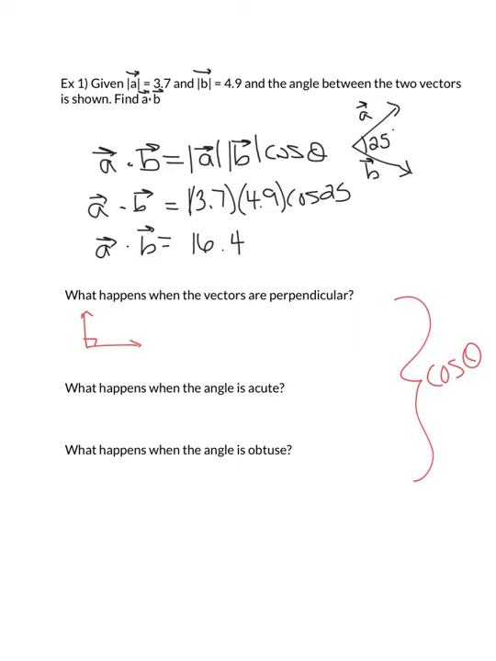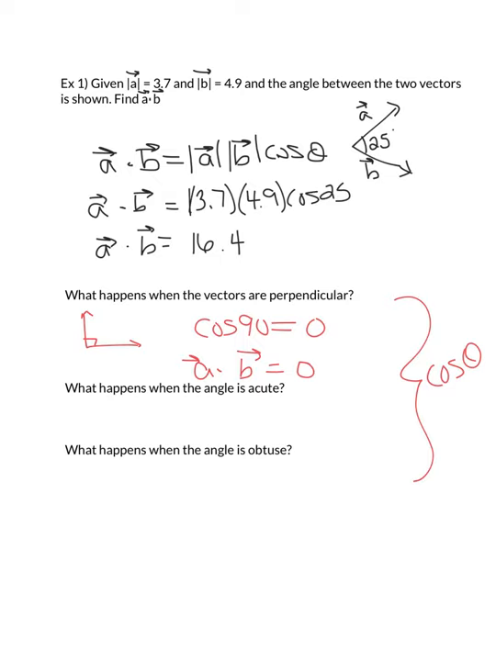So if I think about what happens if I have cos of 90, I would hope that by now you all know that that's 0, which means that no matter what I have for my magnitudes, I'm going to be multiplying by 0, so the dot product is going to be 0.